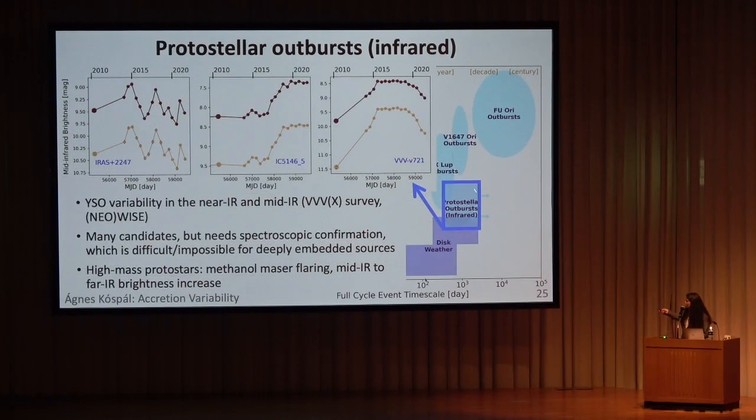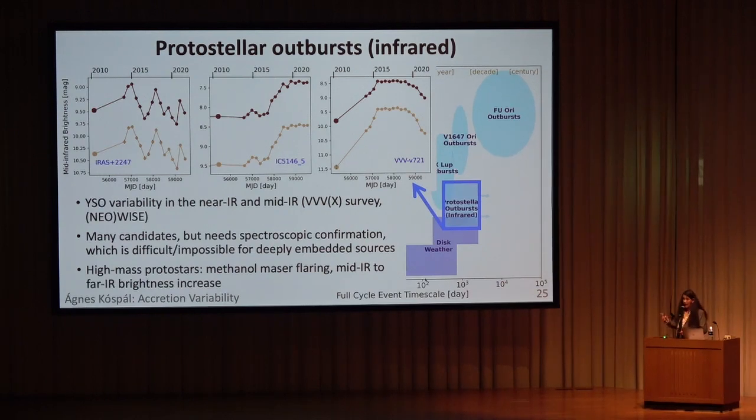And then there is this curious category here, the protostellar outburst, parenthesis infrared. So this means that we observe more and more outbursts or brightness increases at infrared wavelengths. Now we have surveys like the VVV or VVVX or NEOWISE, which survey the sky at near-infrared or mid-infrared wavelengths. And I'm showing here some nice WISE light curves. You can see these brightening events. Unfortunately, many of these are still candidates because we lack the spectroscopic confirmation that these were really due to increased accretion, and this may even stay impossible for the most deeply embedded sources.